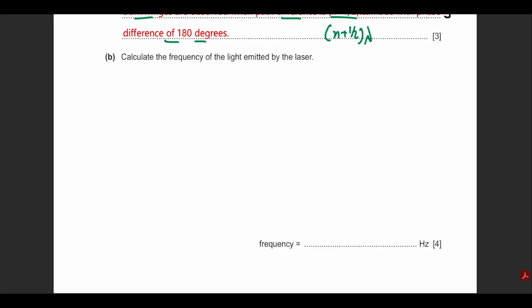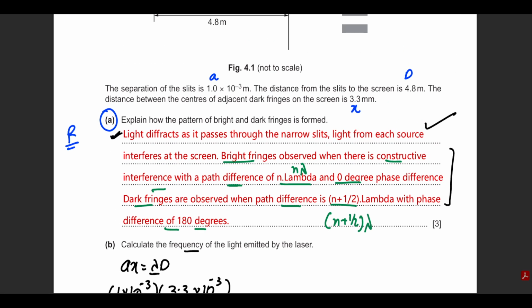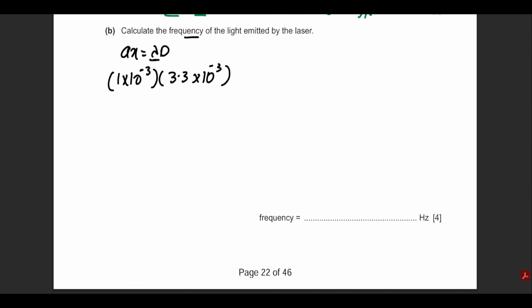Calculate the frequency of light emitted by the laser. So again, we're using the formula Ax equals lambda D. He's asking about the frequency. We will find the lambda first. So A is 1 into 10 to the power minus 3. X is 3.3 millimeters. Be careful, this is milli, for God's sake. And this will be lambda, and D is 4.8 meters. So lambda comes out as 6.875 into 10 raised to the power minus 7 meters.